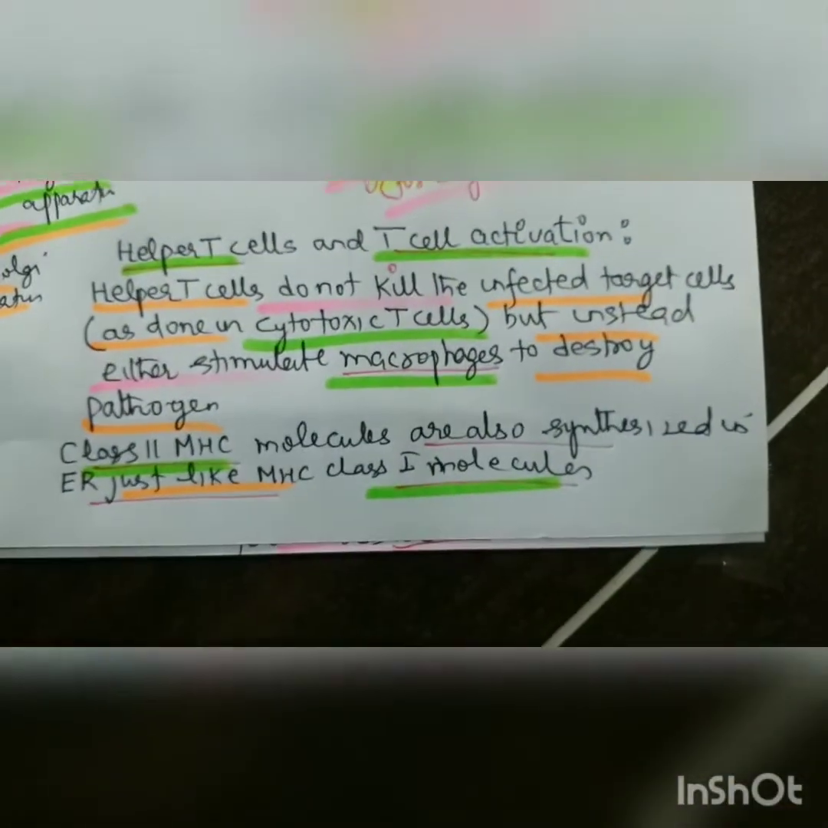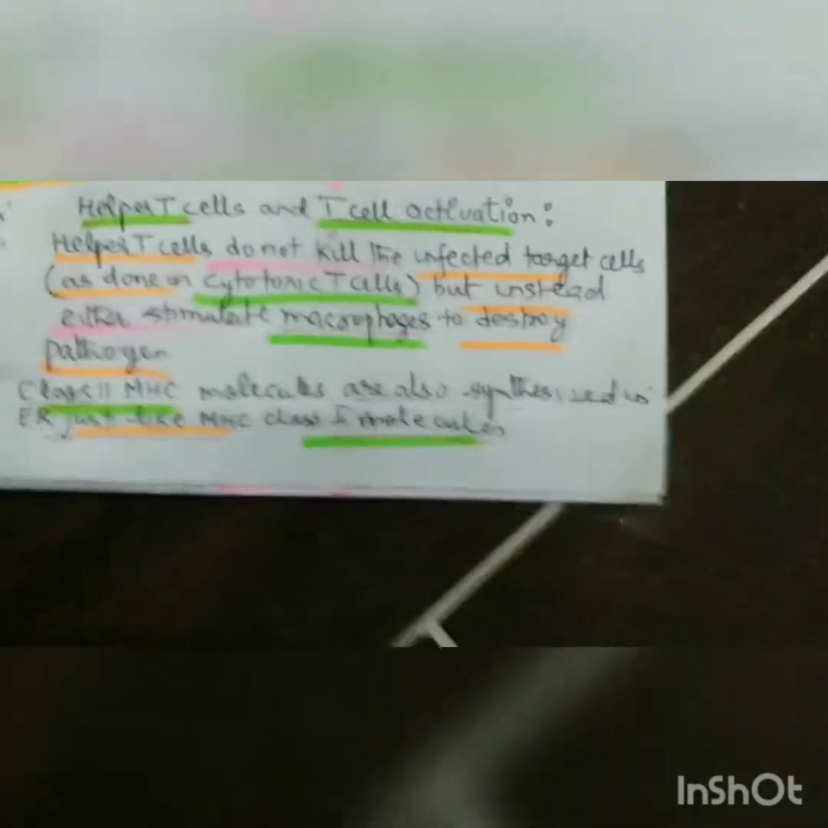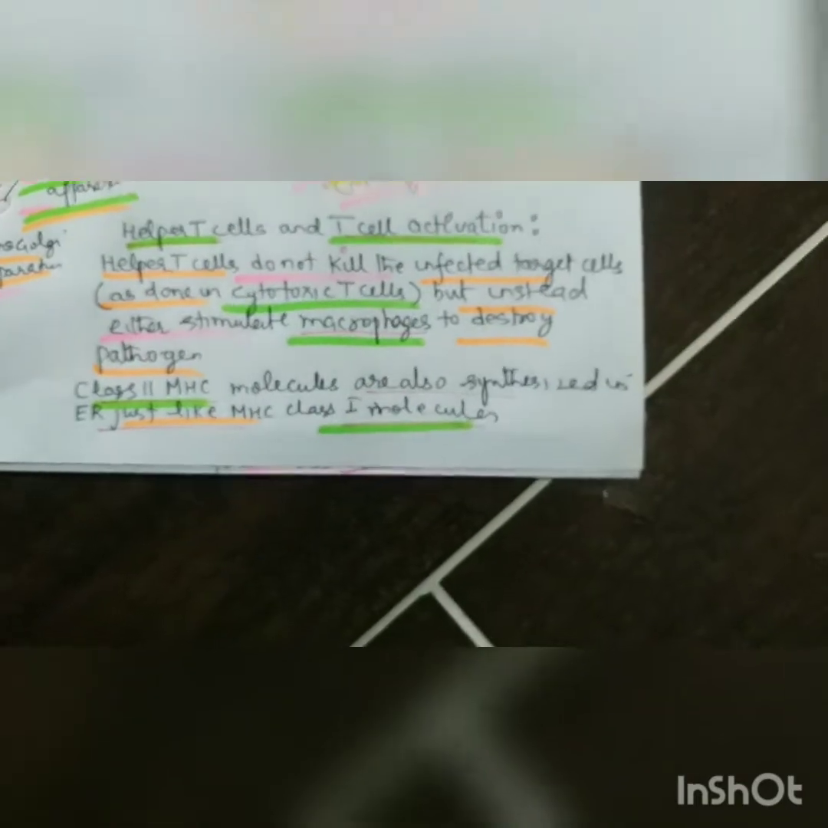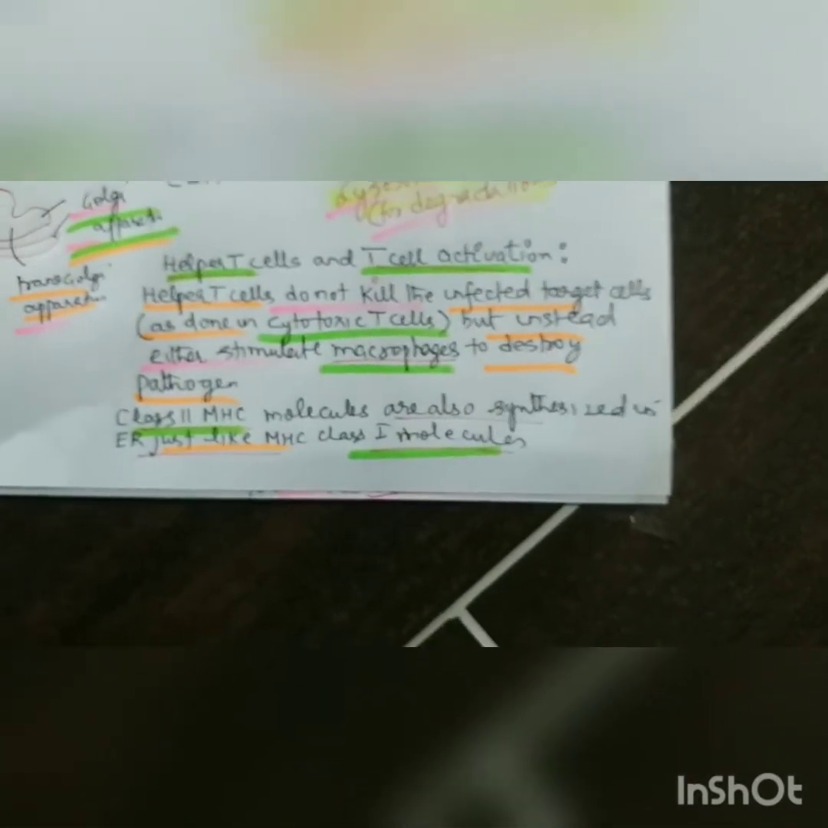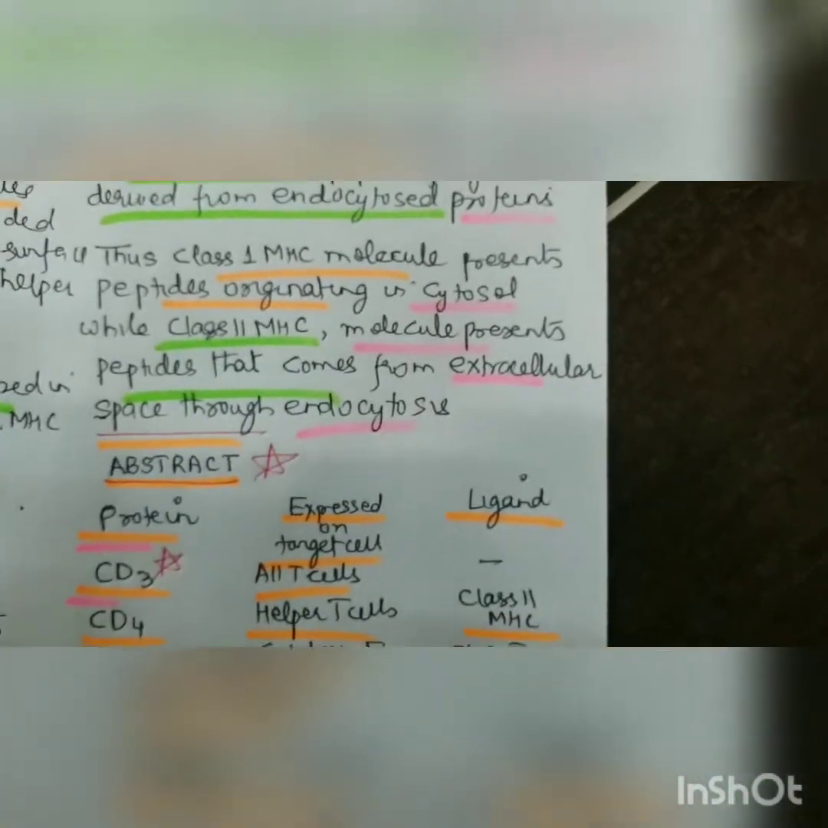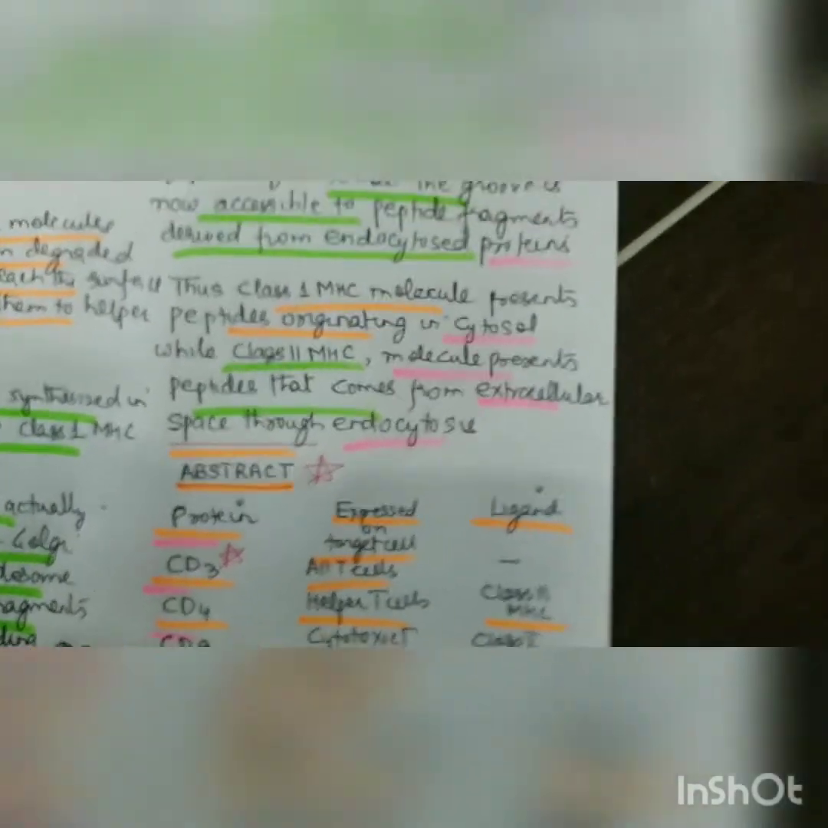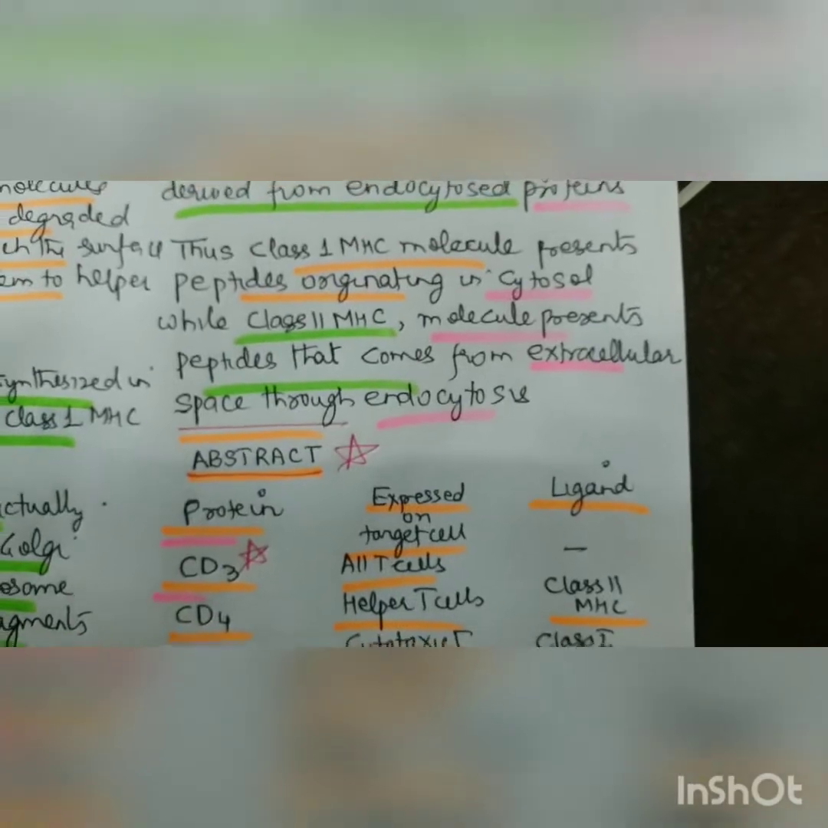So now, in continuation, class 2 MHC molecules are also synthesized in the ER just like MHC1 molecules, but the difference is the occupation of that groove by means of a CLIP, right? The second difference is that class 1 molecules present peptides originating in the cytosol, which we did yesterday.